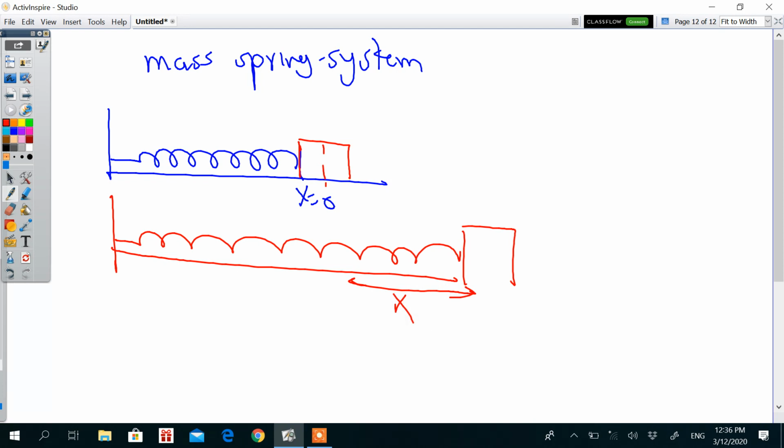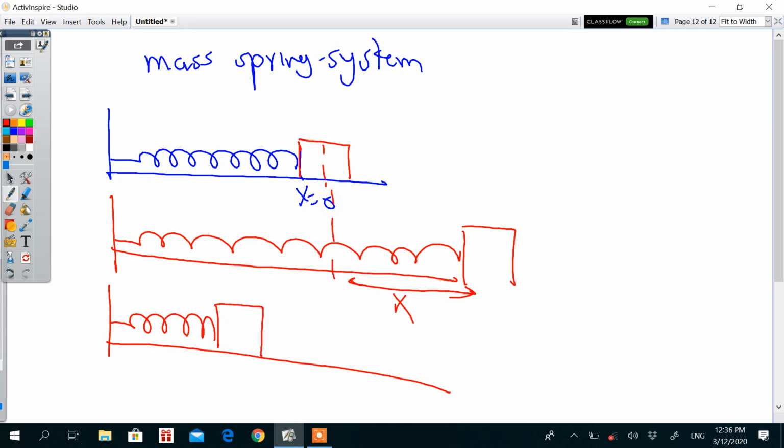And then, if you release this mass, the mass-spring system will start vibrating back and forth, left and right, about the equilibrium position. Now, at this point we have maximum compression. So this is again x, the amplitude on the other side. This is another example of simple harmonic motion. It's the mass-spring system.